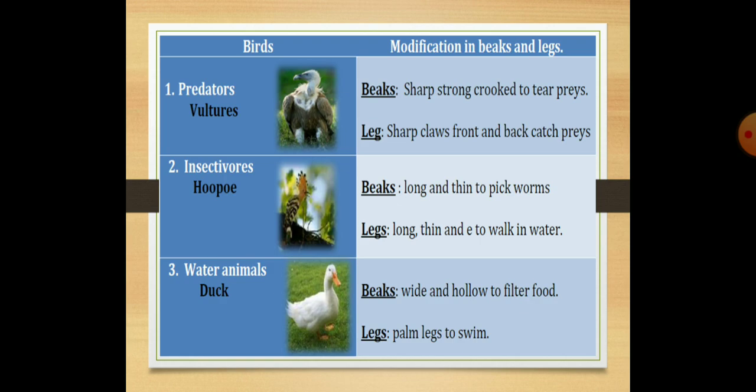Beaks long and thin to pick worms. And about legs, long and thin to walk in water. And about the water animals, such as ducks, beaks wide and flat and hollow to filter food, legs webbed to swim. Perfect.